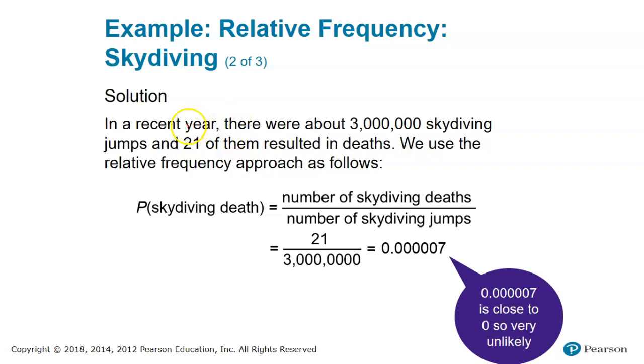So this one, in a recent year, we had about 3 million skydiving jumps, and 21 of them resulted in deaths. If we use the relative frequency approach, we're going to look at the number that actually died divided by the number of times they jumped. So 21 out of 3 million gives me this probability. This is a very small probability. It's very close to zero. So we would consider this to be very unlikely, that people are actually going to die doing the skydiving jumps.